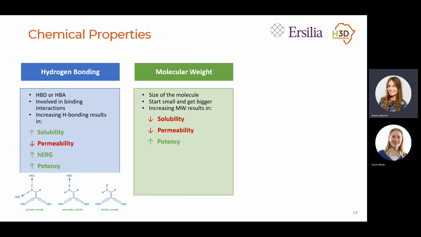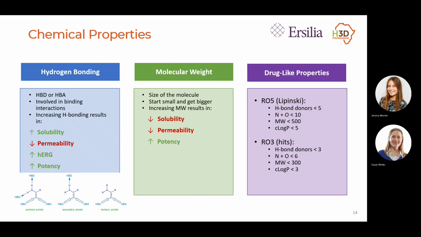And then for molecular weight, this is the size of your molecule. It's usually quite easy to determine. When one starts on a project, it's generally quite small, and then you build on. Increasing that molecular weight can sometimes be detrimental to solubility and permeability. But once again, you tend to get more binding because it's bigger and fills up the space more, so you get an increase in potency, but sometimes only superficially.